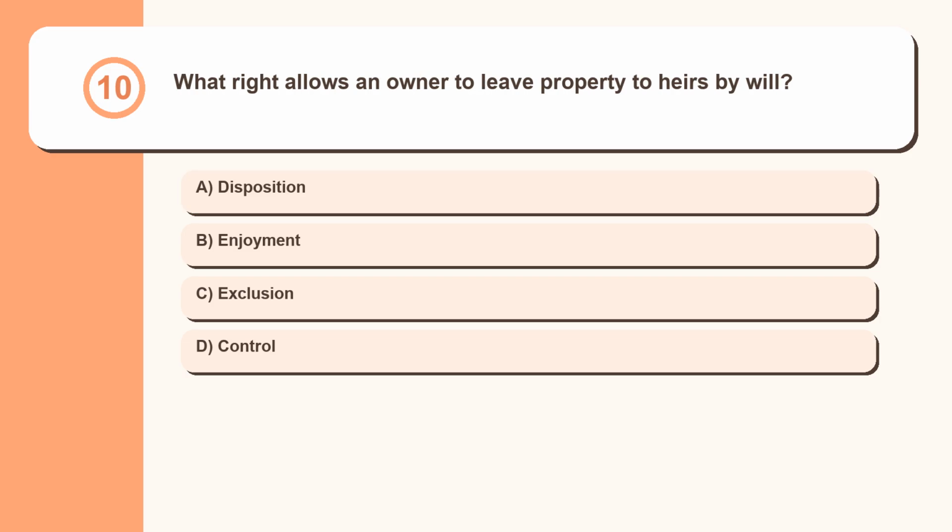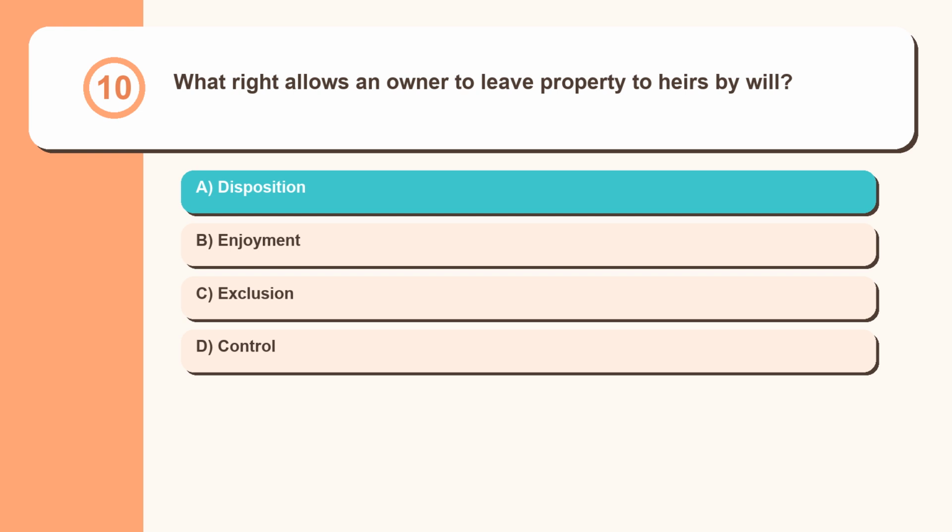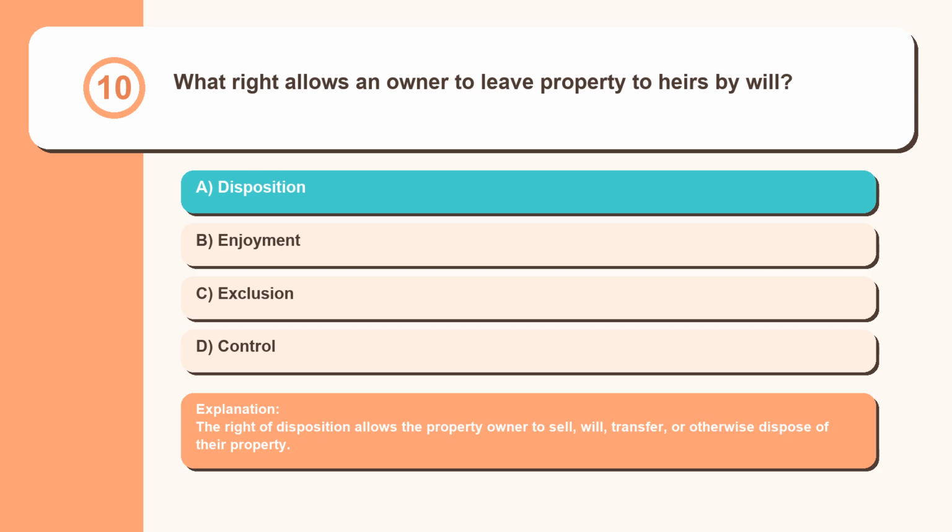Question 10. What right allows an owner to leave property to heirs by will? Disposition, enjoyment, exclusion, control. The right of disposition allows the property owner to sell, will, transfer, or otherwise dispose of their property.